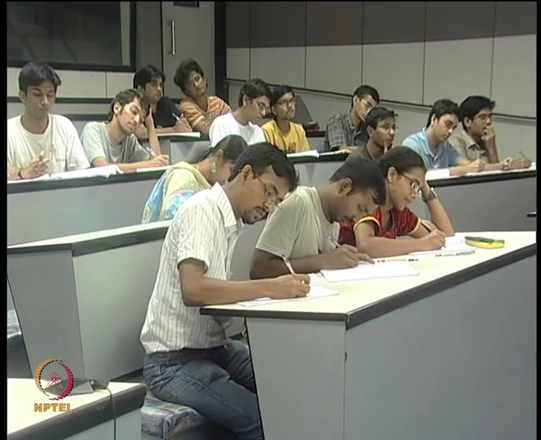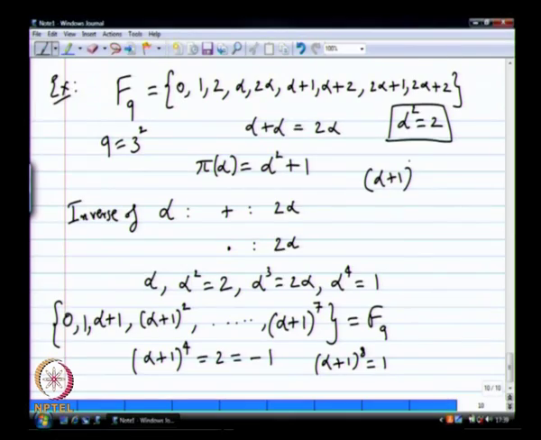Okay, let's try this. What is alpha plus 1 power 3? This is the easiest computation. It is 2 alpha plus 1. How did I get that? This is the same as alpha power 3 plus 1 power 3. Why is that true? Remember your binomial formula, right? What are the other terms? They will have 3 choose 1, 3 choose 2. All those things will be multiples of 3, and they'll all go to 0.